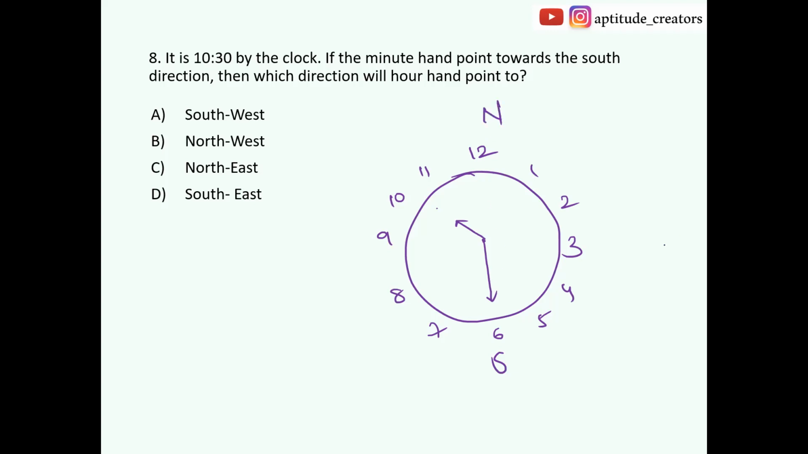This is north and this is east. Naughty elephant sprinkling water. In which direction is our hand showing? Towards northwest direction. Answer is option B, northwest direction.